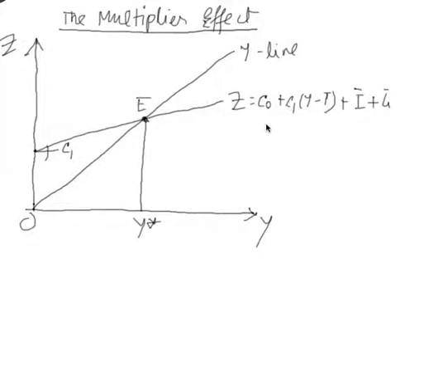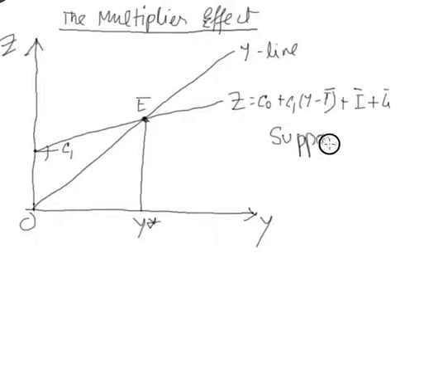This video will guide you through understanding the multiplier effect. Let us look at the effect of a change in one of these exogenous variables. T is also an exogenous variable on equilibrium output. So let's begin with an increase in government spending.